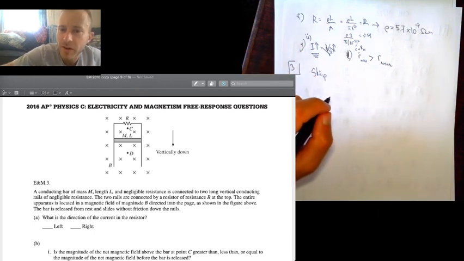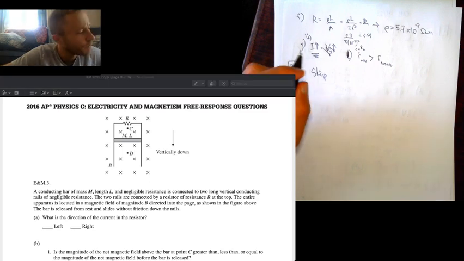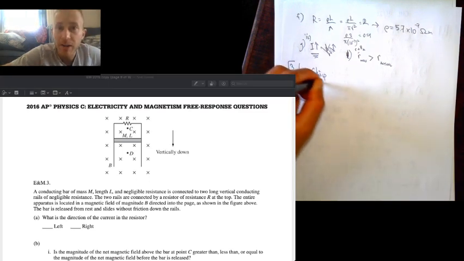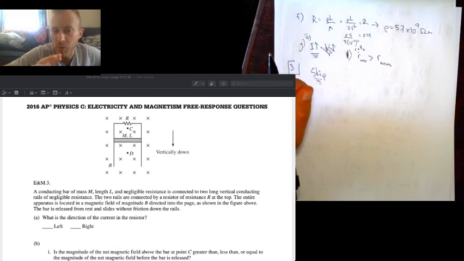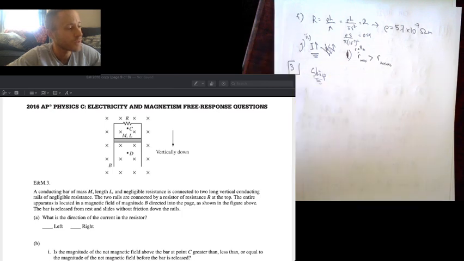I think I'm going to stop there actually. But I encourage you to work that out on your own. We already did a railgun problem as well in one of the earlier free response questions.